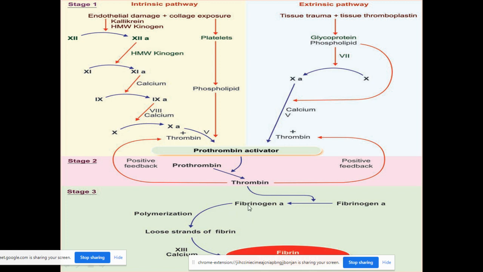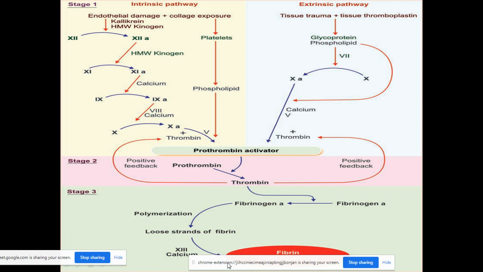Now this fibrinogen is actually in the single monomeric form, called fibrin. When the thrombin comes and activates this, many monomers will be formed, and they will all join together by polymerization to form a long strand of fibrin.